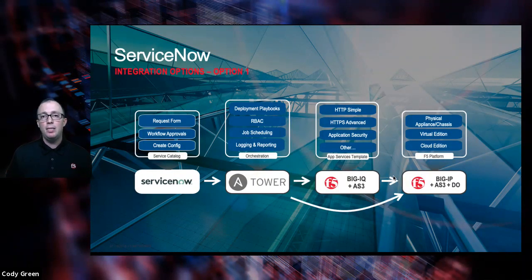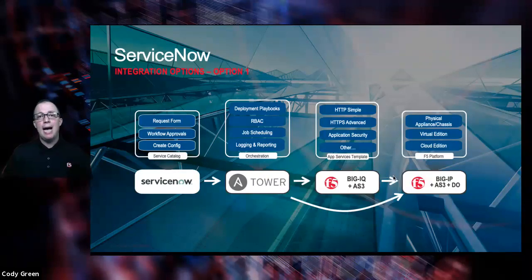ServiceNow has the ability to make raw API calls, and there are examples of making those raw API calls against an F5. The example we're looking at here is using it with something like Ansible Tower. Why? Ansible Tower allows me to take my playbook and wrap an API around it. So now I can let ServiceNow do what it does very well, which are things like request forms, workflow approvals, and storing configurations in its CMDB.